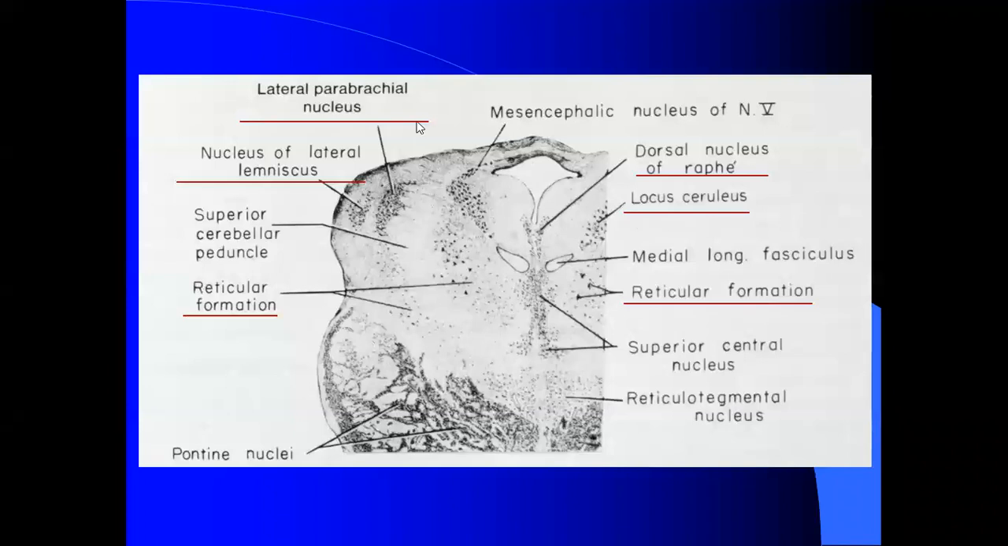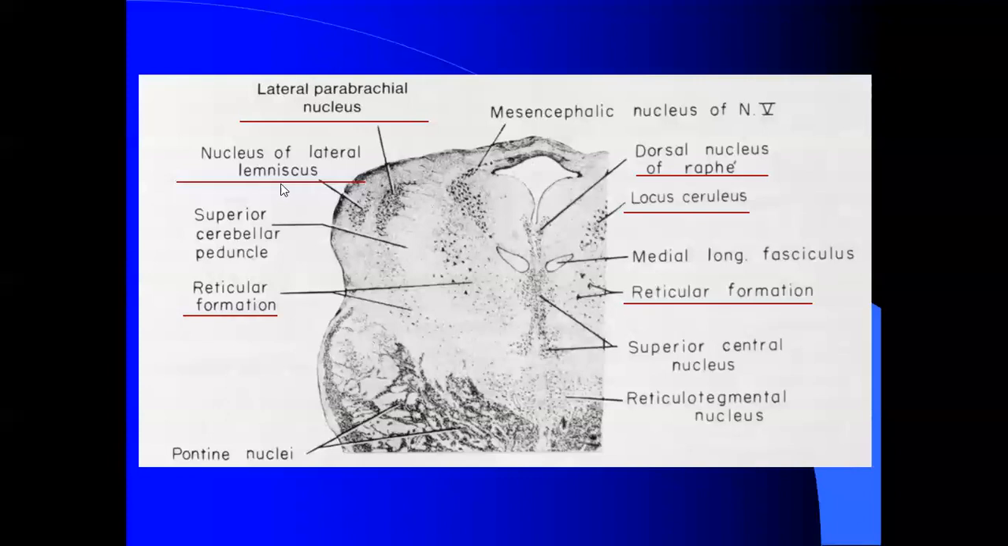Here's the cresyl violet, and we see some different things here. We're not exactly at the same level, but very close. So let's go around. Here's the mesencephalic nucleus of 5. All right, there. Here is locus ceruleus. All right, a big nucleus. Locus coeruleus is a pretty big nucleus as these things go. Here's the lateral parabrachial nucleus. We're going to talk about that in a minute. And again, this is a big nucleus.